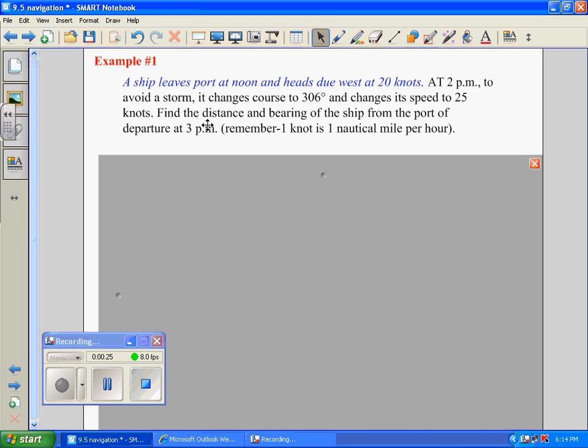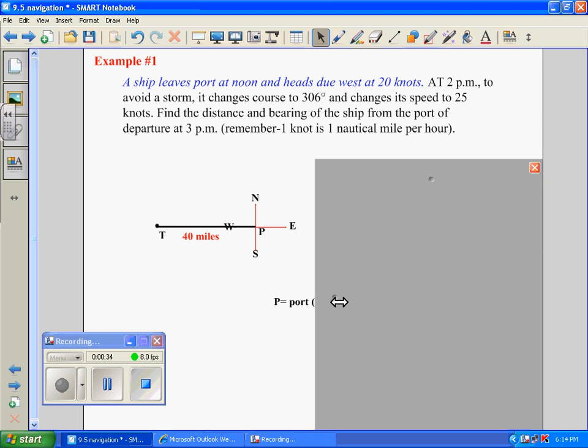Example 1. The ship leaves a port at noon and heads due west at 20 knots. Let's take a look at what's going on here. This is a surveying problem. So in these problems, first the word problem. Figure out where you start from. And you start from P, which is the port.